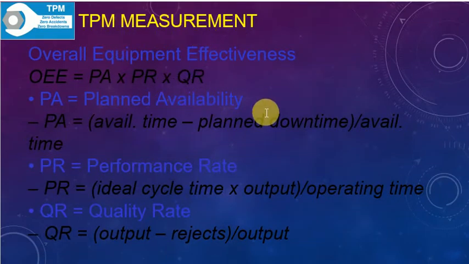Now this slide shows some TPM measurements. What are the measurements required to calculate the OEE? OEE is the availability, performance, and quality. Planned availability is the available time minus the planned downtime, upon the available time. Performance is the ideal cycle time into the output, upon the operating time. Quality rate is equal to output minus rejections of the products, divided by the total output of the components. This is the short list of measurements required for calculating the OEE.